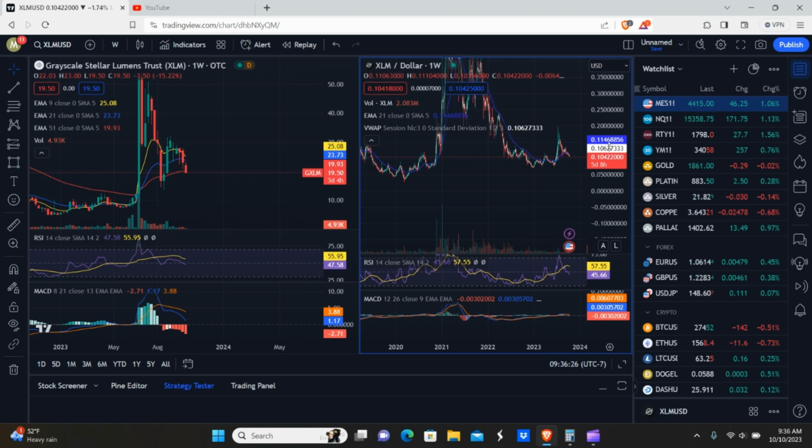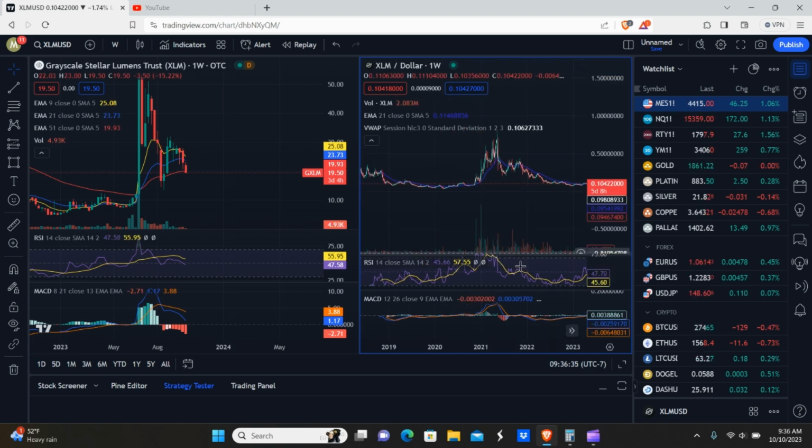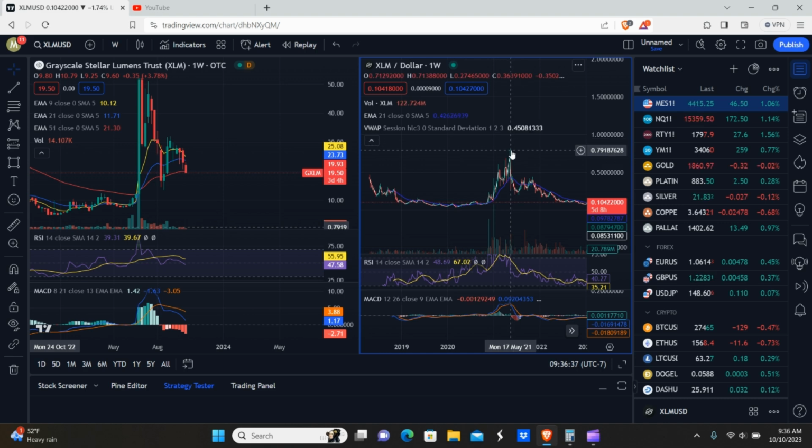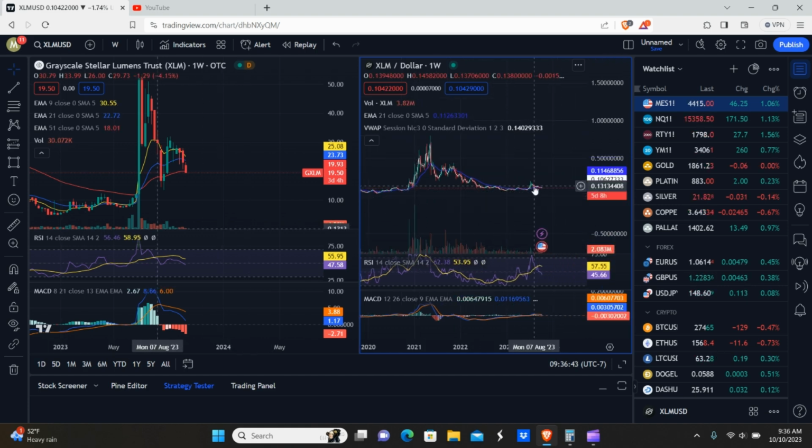Yeah, as you guys can see here on the price and the MACD, it's pretty much a solid indicator as to when the potential top could be. But as you guys see from the previous peak high on XLM, the peak was at about 80 cents. We'll just say for the body close, it was about 68 cents. And the current price is at 10 cents.